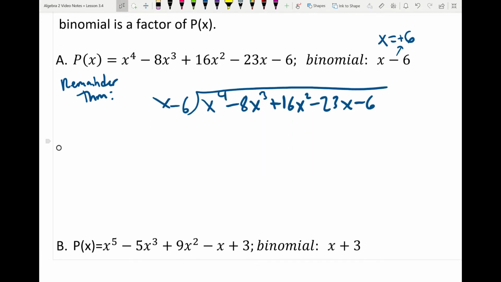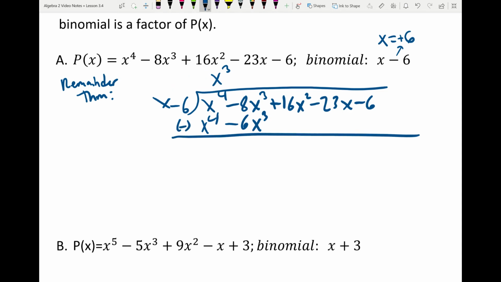All right, so x goes into x to the 4th, x to the 3rd times, because we had 3 x's plus 1x makes 4, so now we got 4. And then x cubed times negative 6 is negative 6x cubed. All right, now we subtract. So x to the 4th minus x to the 4th is 0. Two negatives here make this a positive. So negative 8 plus 6 is negative 2x cubed. Bring down the 16x squared.